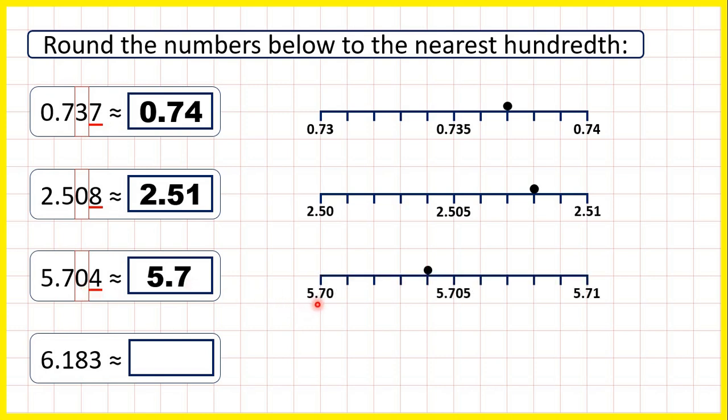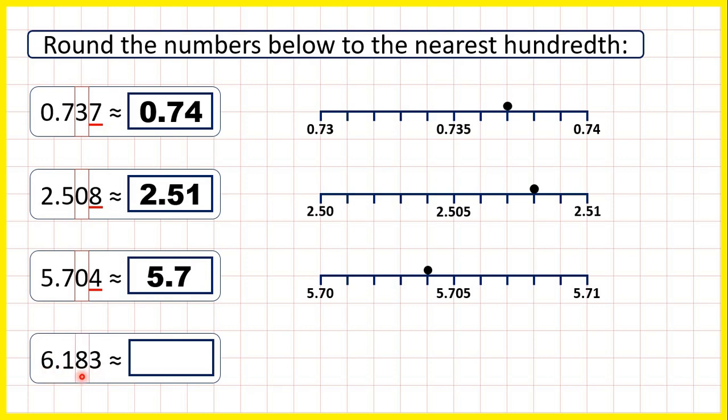We can look at 5.704 on a number line. So the hundredths it's between are 5.70, which remember is the same as 5.7, and 5.71. But because it's closer to 5.70, it rounds down. So we could write 5.70 as our answer, but usually we don't write zeros if they're on the end of decimals.